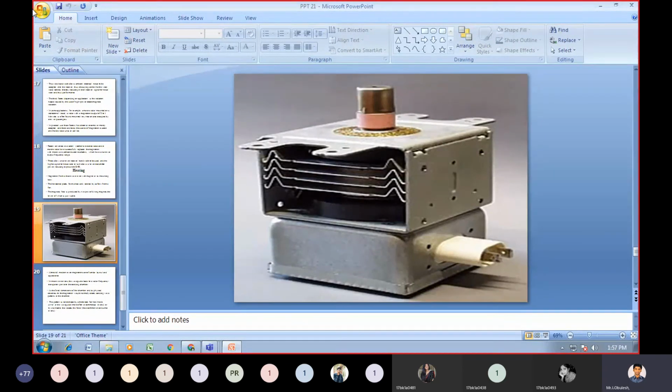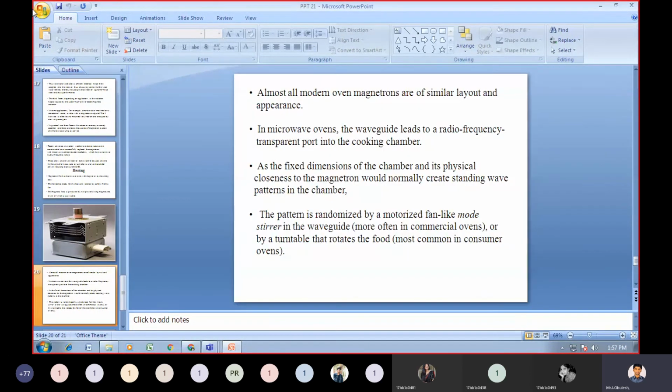In microwave ovens, the waveguide leads to a radio frequency transparent port into the cooking chamber. The fixed dimensions of the chamber and its physical closeness to the magnetron would normally create a standing wave pattern in the chamber.